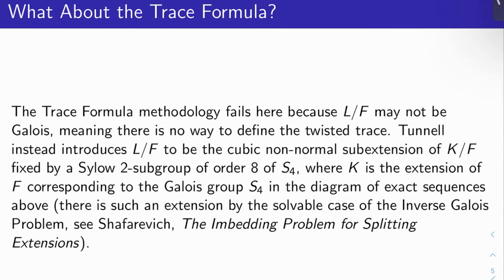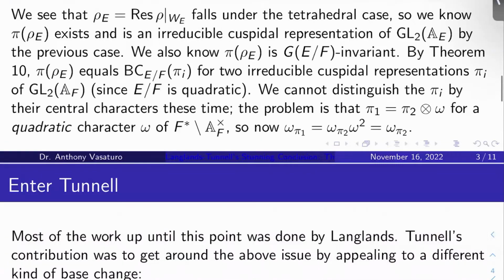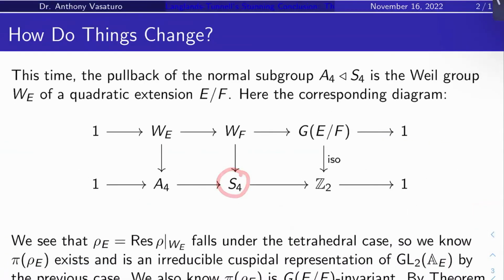So Tunnell gets around this. He says, all right, I'm just going to introduce a new field extension, L over F. It's going to be the cubic non-normal subextension of K over F fixed by a Sylow 2-subgroup of order 8 of S4. What is this K here? K is the extension of F corresponding to the Galois group S4 in this diagram of exact sequences up here. So we're just using Galois theory.